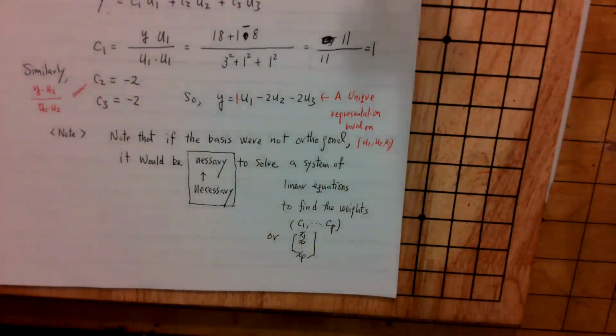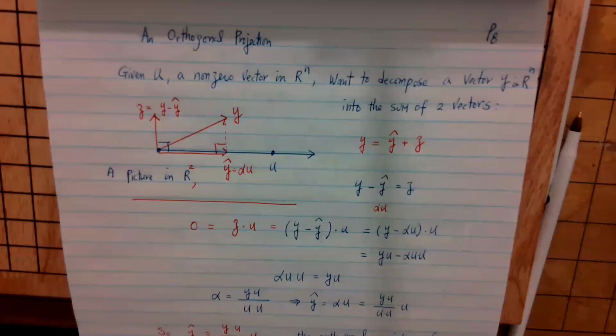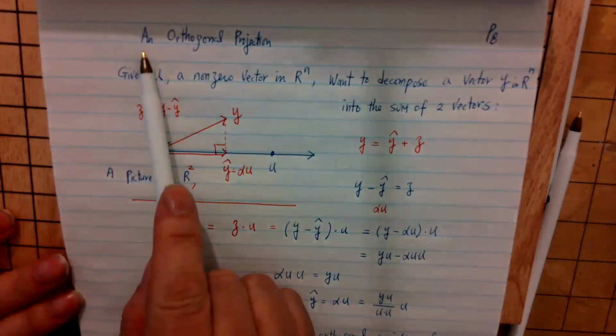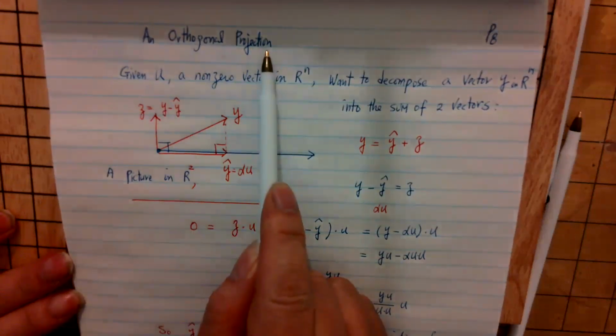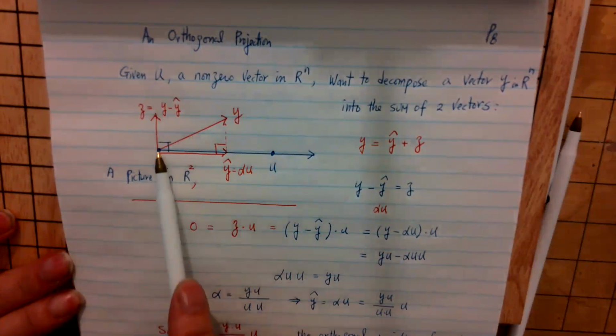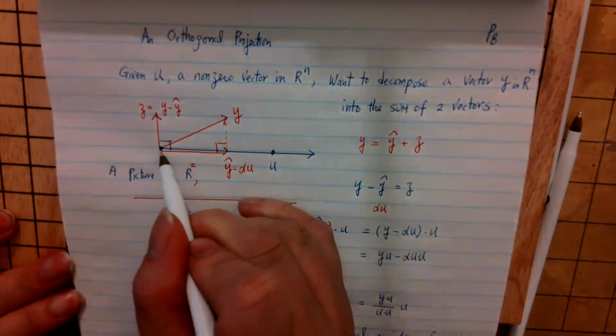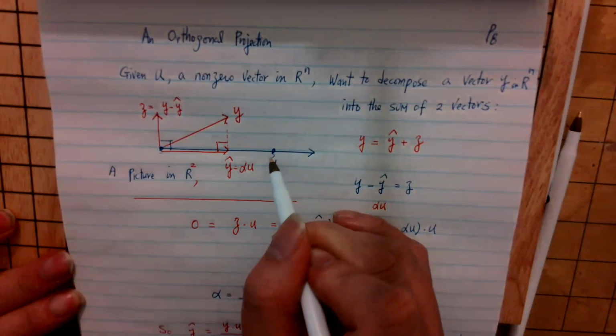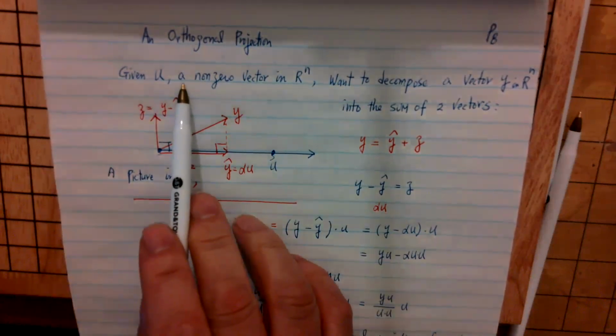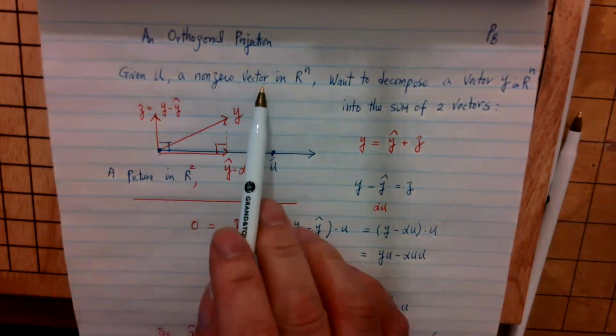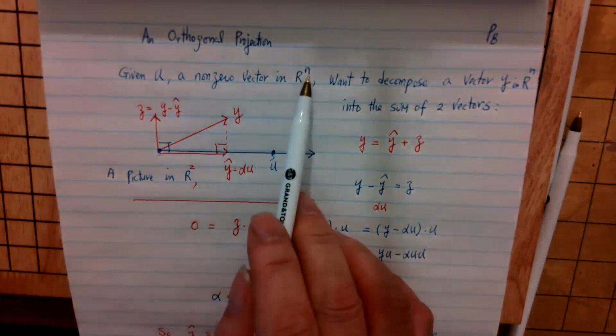It gives us what? Convenience. Okay? Now, in orthogonal projection, given U, U is a vector from here to here. This is my U. It's a non-zero vector in Rn space.